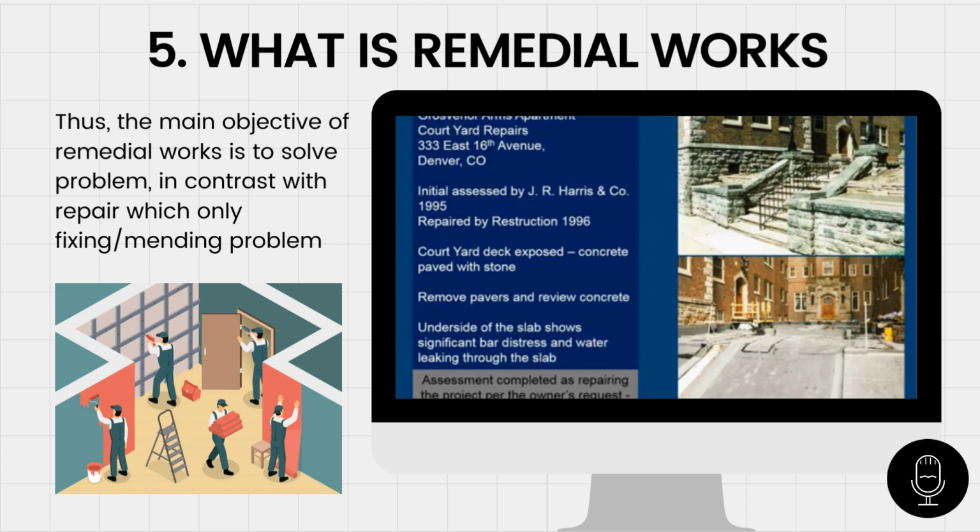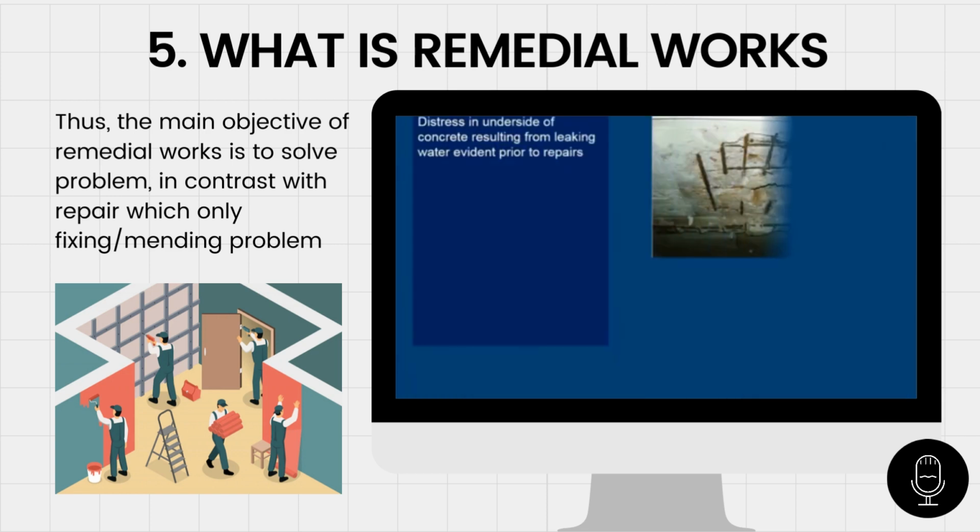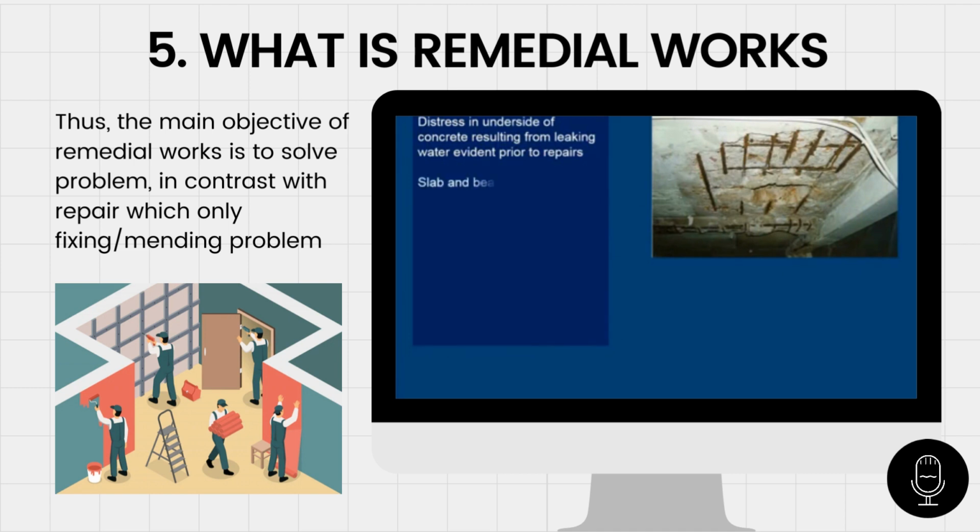The underside of the slab shows significant distress from water leaking through the link slab. The stress on the underside is a result of leaking water. We knew this had to be repaired.